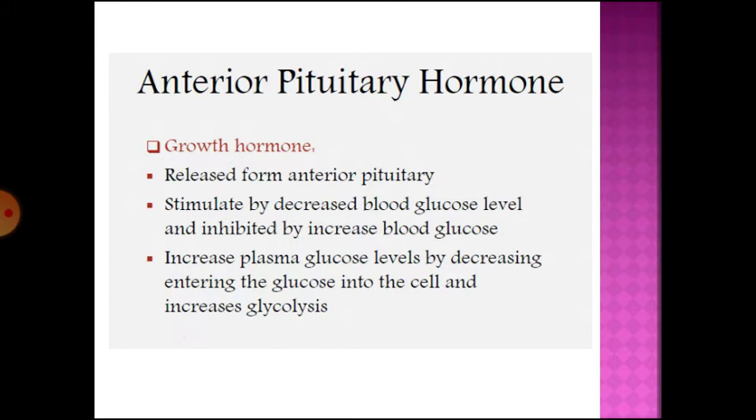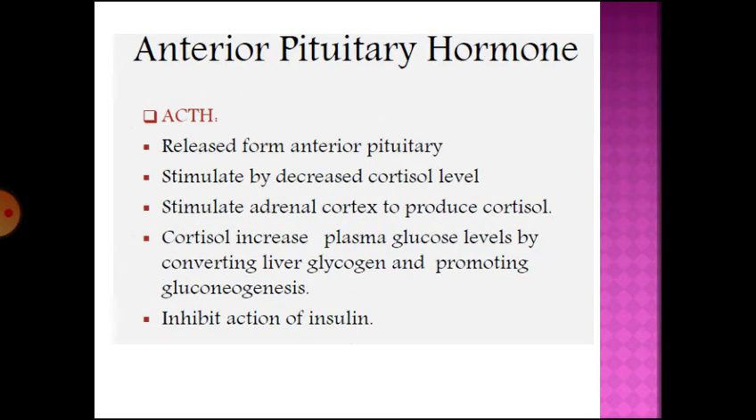Anterior pituitary hormone that regulates blood glucose: growth hormone. It is released from the anterior pituitary, stimulated by decreased blood glucose level and inhibited by increased blood glucose. It increases plasma glucose level by decreasing entry of glucose into the cell and increasing glycolysis.